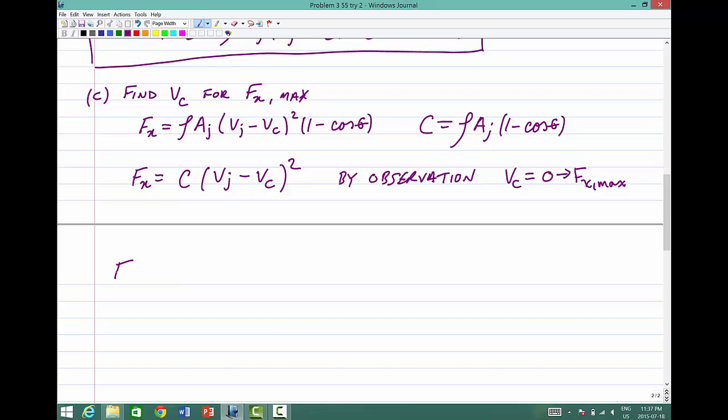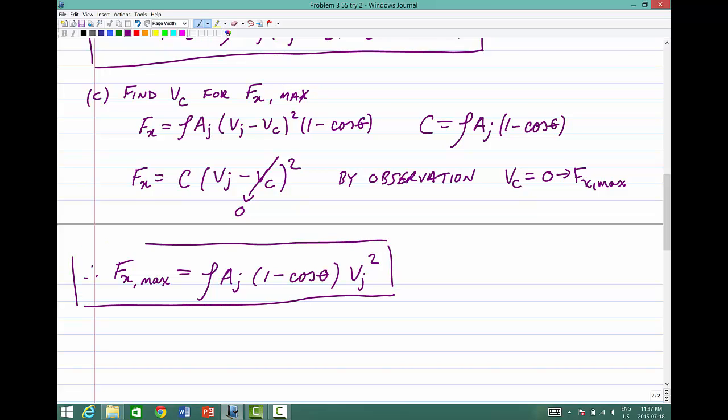So therefore, Fx max is just setting this equal to 0. So we're going to get, and I'll make the substitution back in for the constant, rho a jet (1 minus cos theta), that's our constant, and then we're just going to get v jet squared. And that's the maximum force. Of course, when the cart's stopped, when it's not moving at all, you're going to get the maximum force between the jet and the cart. So that's the answer to part C.